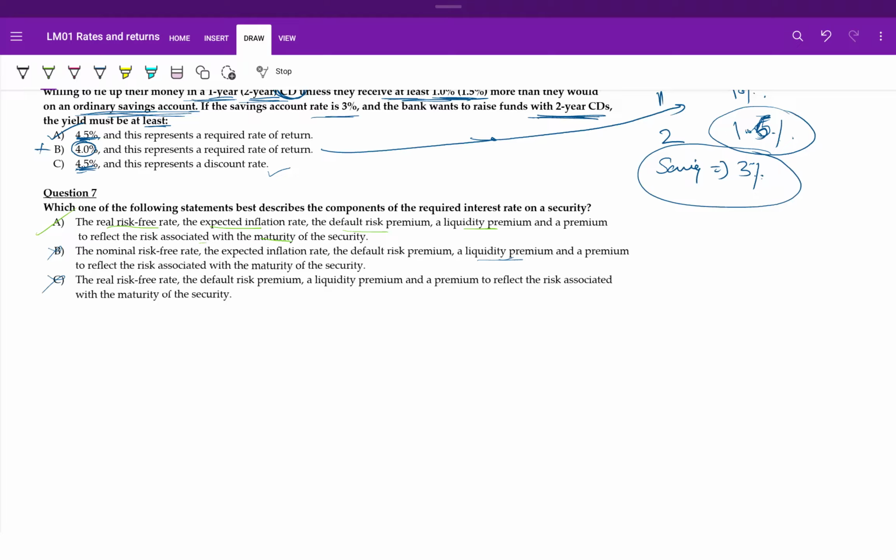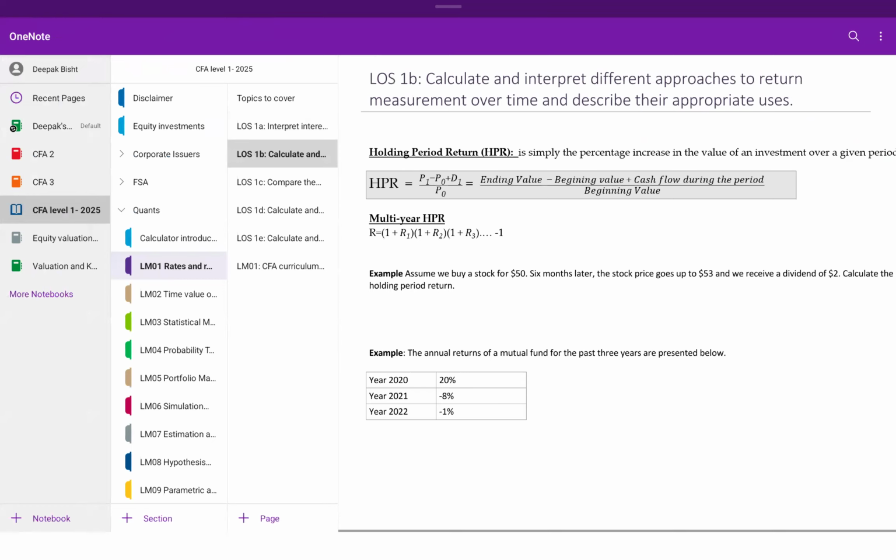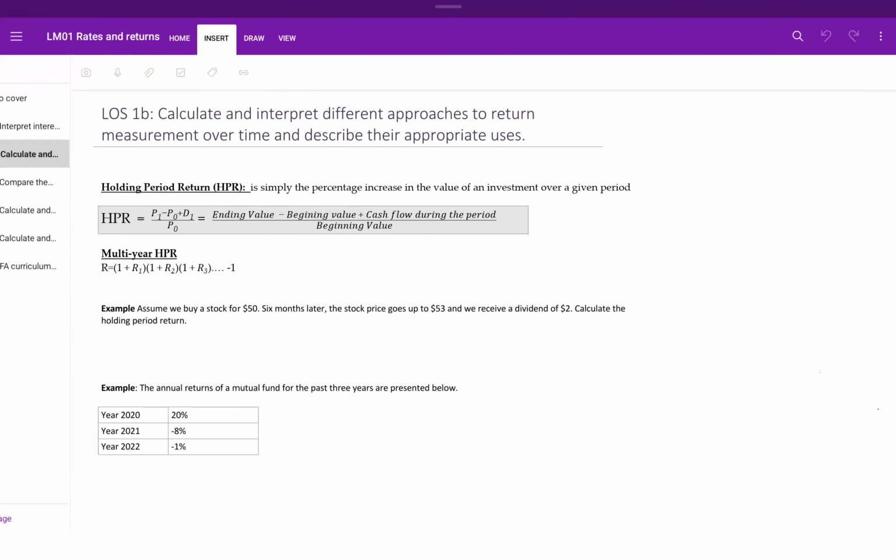Right, so that's it for today. Tomorrow, in the next session, we are going to discuss LOS 1B: calculate and interpret different approaches to return measurement over time and describe their appropriate uses. All right, so that's going to be our next LOS.